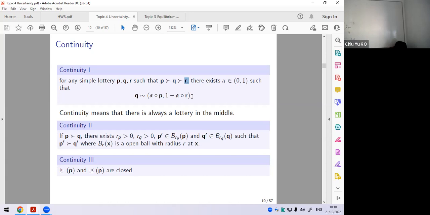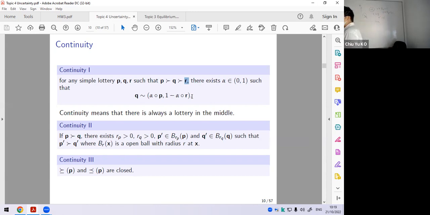If you still recall how we define continuity, just go back to topic 1. I have bundle X and bundle Y. What we said is that continuity is about a neighborhood. If X is preferred to Y, there's some X prime in the neighborhood, some epsilon ball of X, and some Y prime in a neighborhood of Y, and X prime is still better than Y prime.